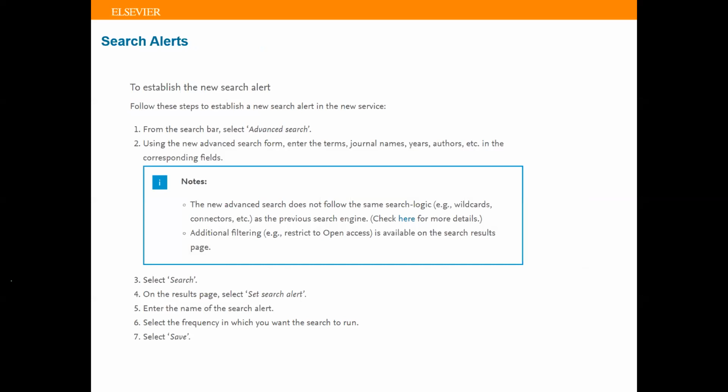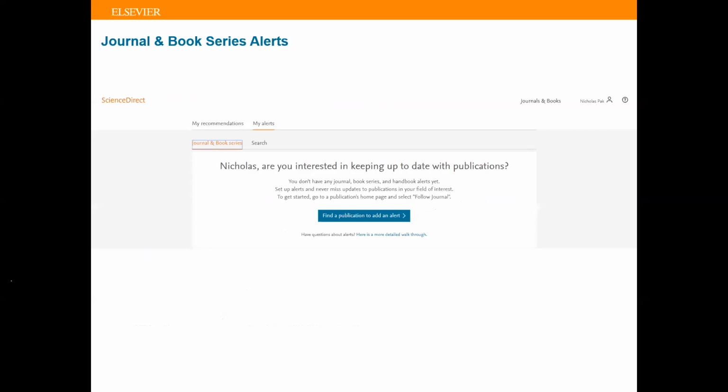Another thing that we really encourage you to do is create your own account so that you are able to set up search alerts. You can select advanced search from the search bar, use the advanced search form, and key in the terms, the journal names, the years, the authors in the corresponding fields, right? Then you can search, and then you can set a search alert. You can enter the name of the search alert, select the frequency at which you want the search to run, on a daily, weekly, fortnightly, or monthly basis, and then you can save it.